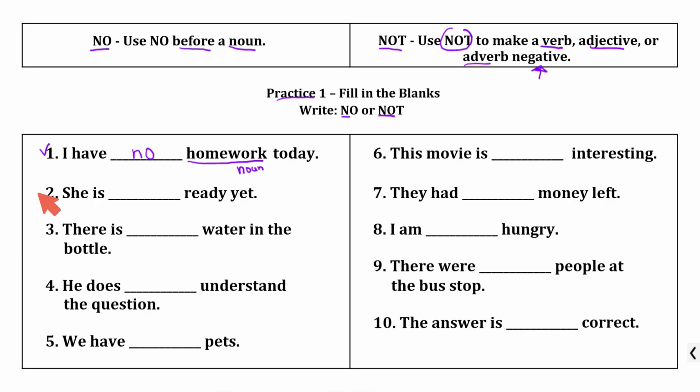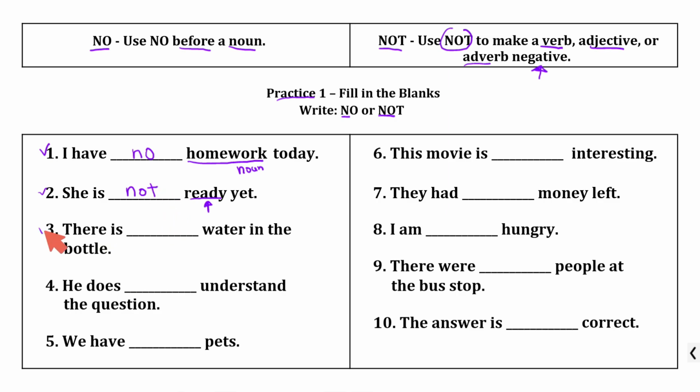Number two, she is blank space ready yet. So let's look at ready. Ready is an adjective. So we want to make this adjective negative. So we have to use not. She is not ready yet.